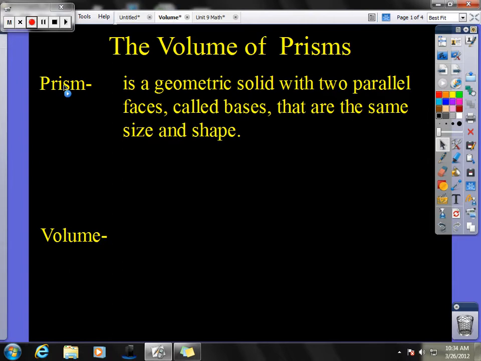First vocabulary word is prism. We're talking about a geometric solid with two parallel faces called bases that are exactly the same size and same shape. And we have all drawn prisms at some point in our lives. You've made them. They look relatively cubish. And this one may not be the best, but at least you'll have a pretty good idea of what they would look like.